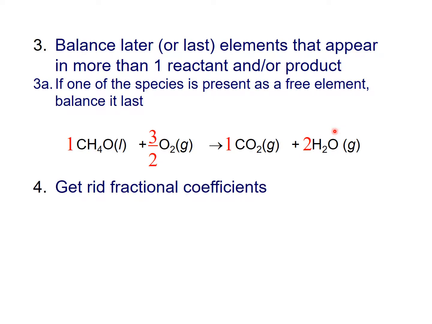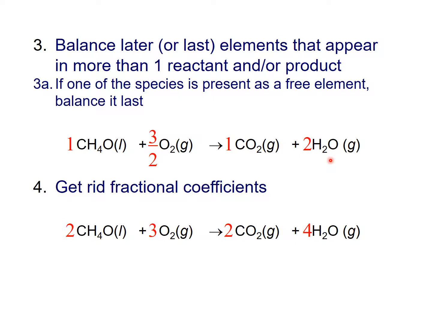The very last step, if you had to invoke fractional coefficients, is to get rid of them. The way you do this is you multiply every species by the number that gives you the smallest set of integer coefficients, which in this case is 2. So if you multiply everything through by 2, you'll get the smallest set of integers that will give you these ratios. And since you're doing that to every single species, you are not going to disturb the balance that you've already created. So in this case, we're going to have 2 methanols reacting with 3 oxygen molecules to give you 2 carbon dioxide molecules and 4 water molecules.